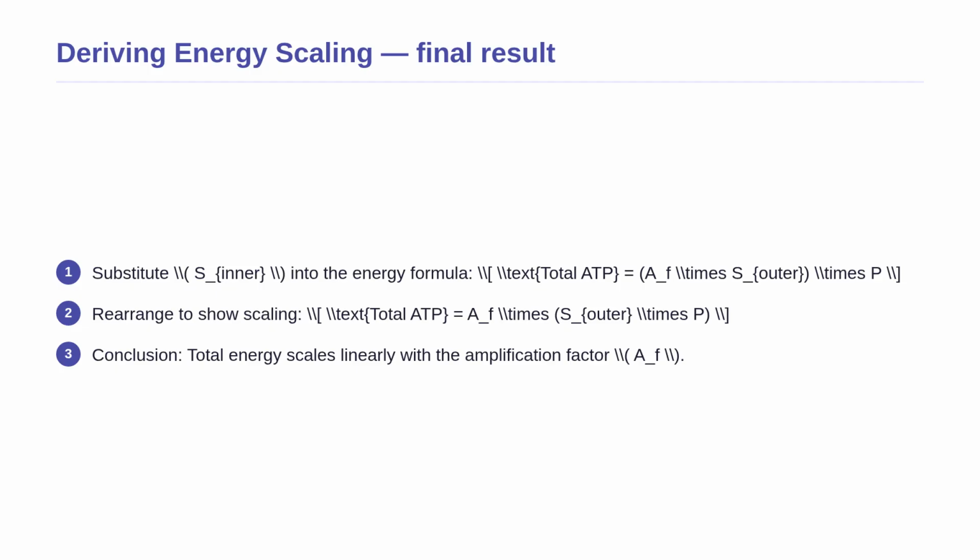Now we will complete our proof by combining these ideas. We take the expression for S inner that we just isolated and substitute it back into our original energy formula. This gives us total ATP equals AF times S outer, all multiplied by P. By rearranging the terms, we clearly see that the total energy output is directly proportional to the amplification factor. We have mathematically proven that simply by increasing the folds of the cristae, the mitochondrion linearly scales up its energy production without needing to grow any larger in overall size.